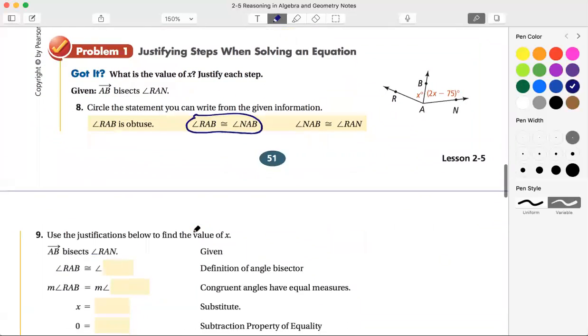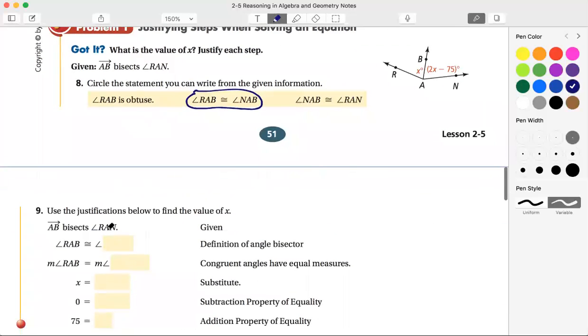Okay, so next thing, if we know it's congruent, or the bisects, then we know this angle is congruent. RAB is congruent to NAB. Definition of angle bisector. Okay, well, if angles are congruent, then their measures must be equal. All right, so we know the measure of angle RAB is equal to x, and the measure of angle NAB must be equal to 2x minus 75 from the picture.